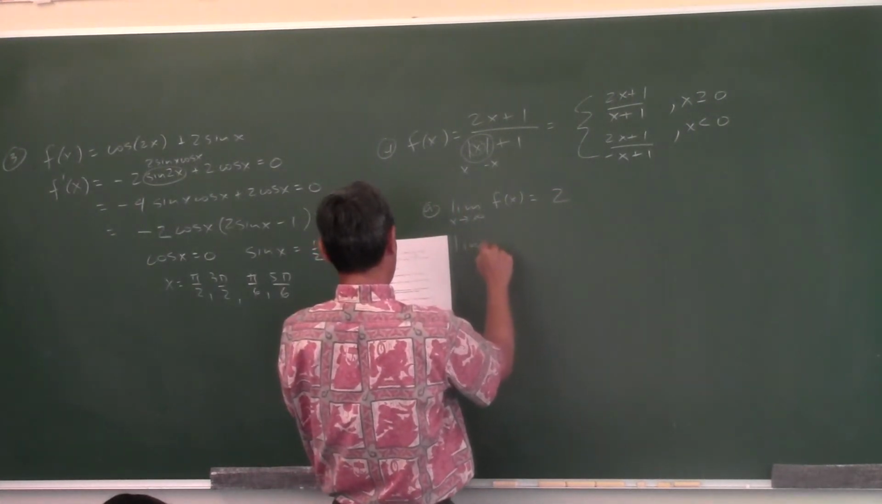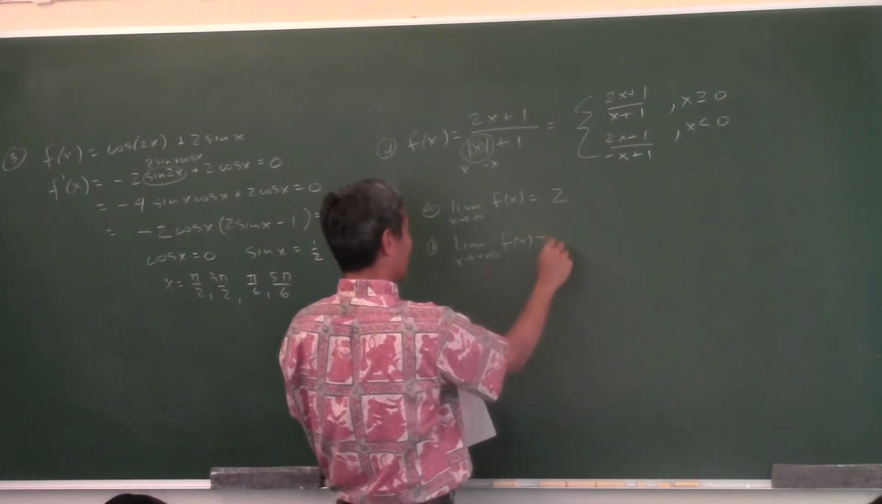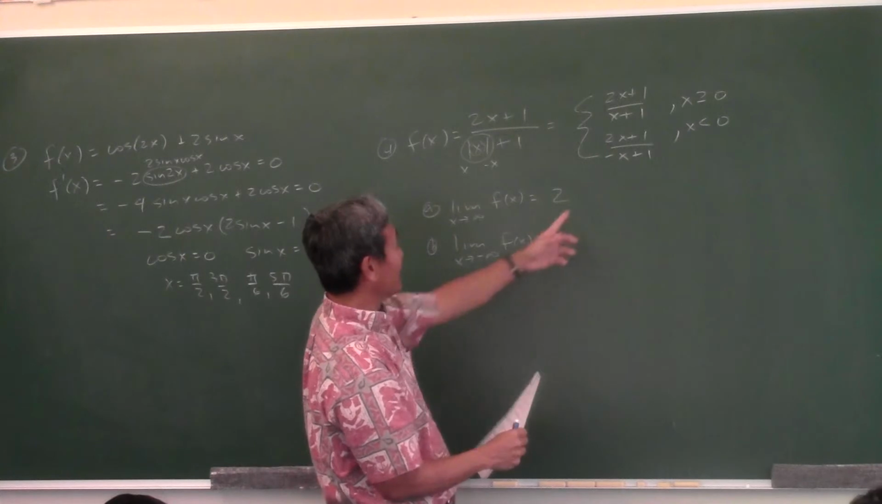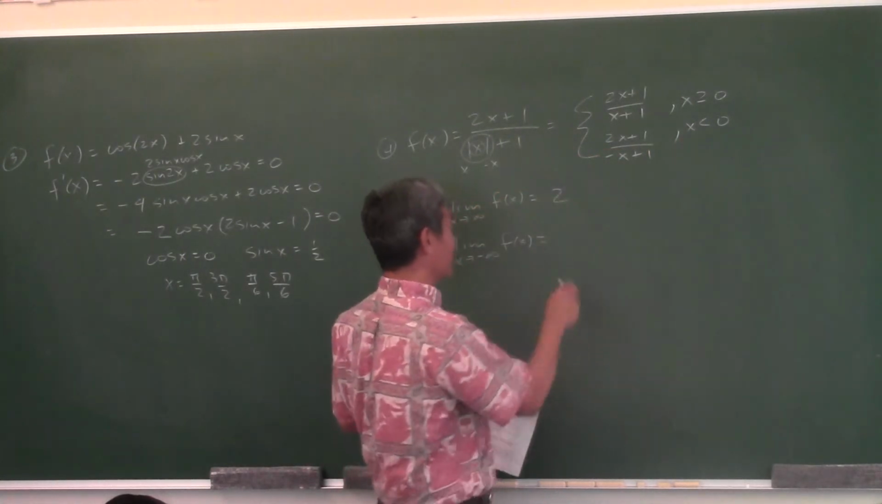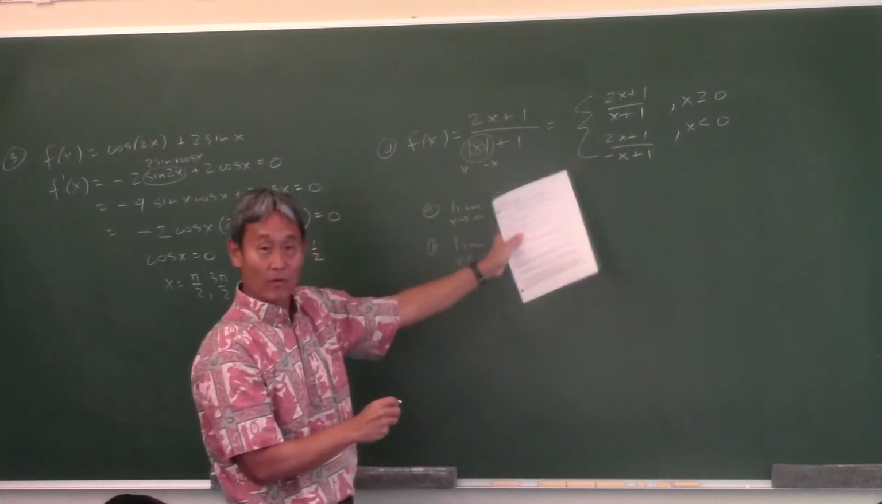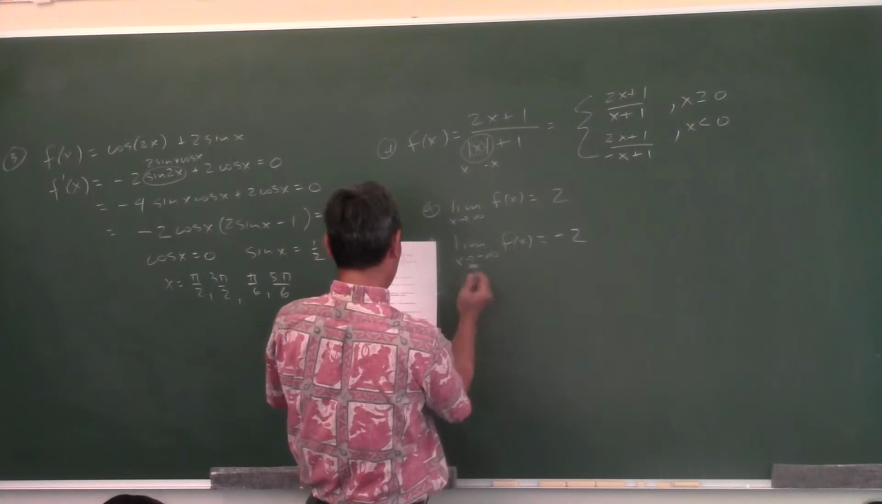B, what is the limit as x approaches negative infinity of f of x? Well, as x approaches negative infinity, that's when x is less than 0, so you look at this piece. Negative. So it'd be negative 2. See, the key is you gotta write that piecewise function there. What is the limit? No, we're not even finding that.